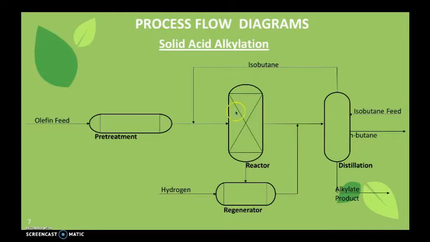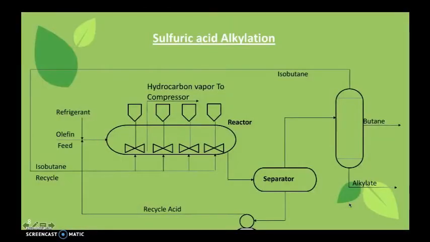So at low temperature regeneration, olefin addition is stopped and H2 is added to the regenerator to achieve a low reactor concentration of dissolved hydrogen. And next, the effluent from the reactor will enter into the distillation so that the product will be separated from the isobutane. Okay.